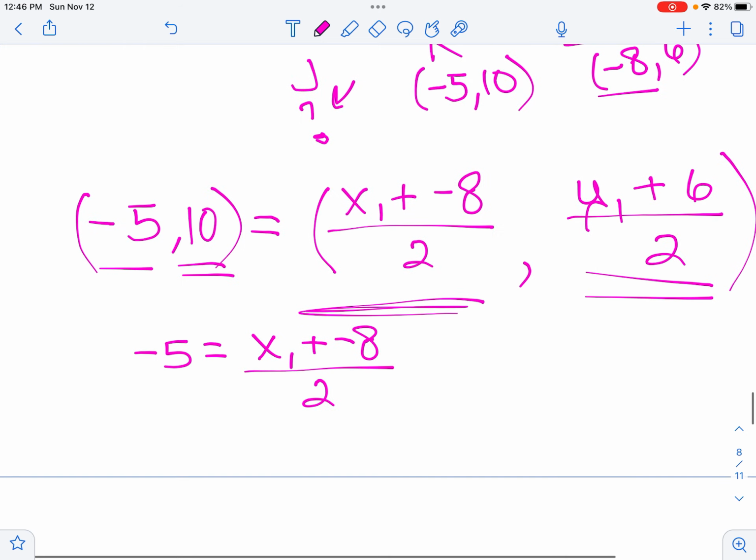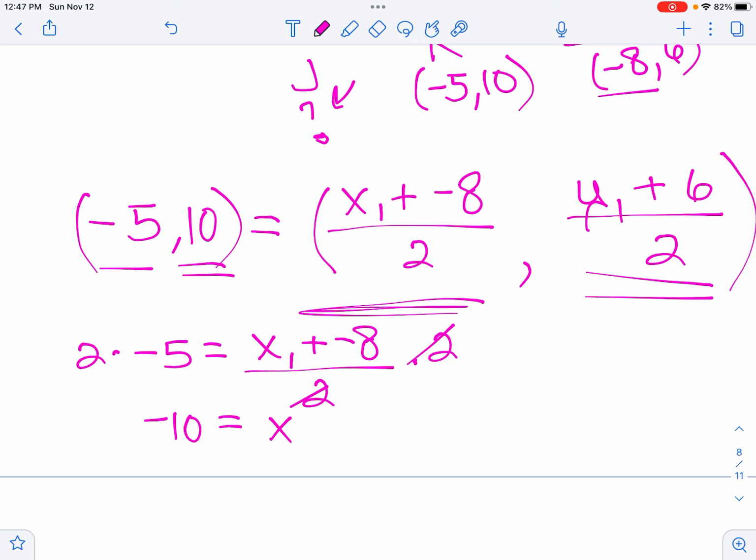All right, let's solve this equation. So what we want to do to get rid of this, first we want to get rid of this divided by 2. So we're going to multiply by 2 on both sides. I get negative 10 over here equals x1, or just x, plus negative 8. So now I want to add 8 to both sides. I get negative 2 equals x, or x1, however you want to think about it.